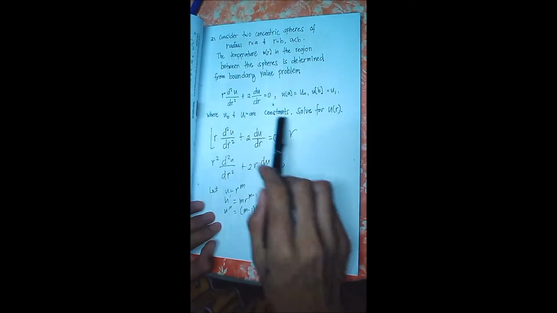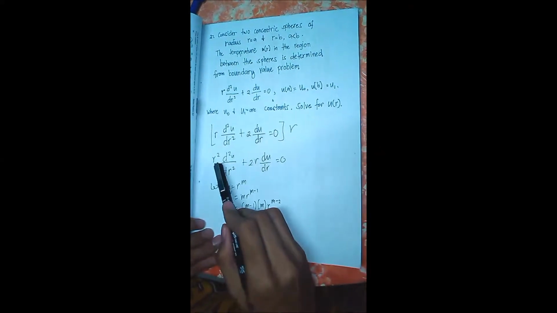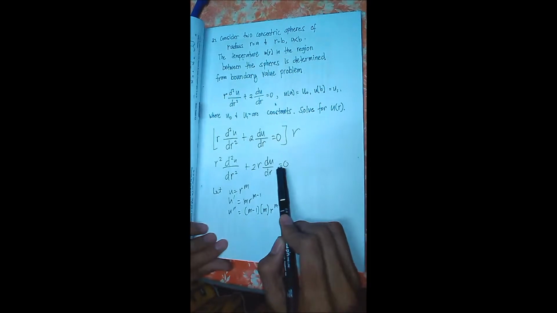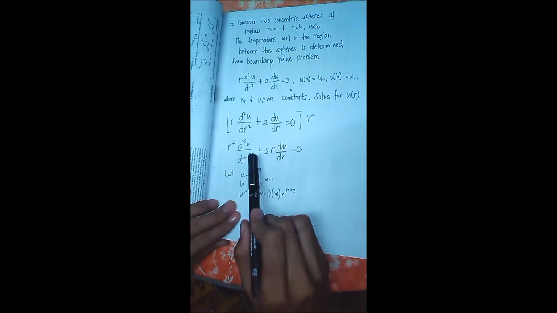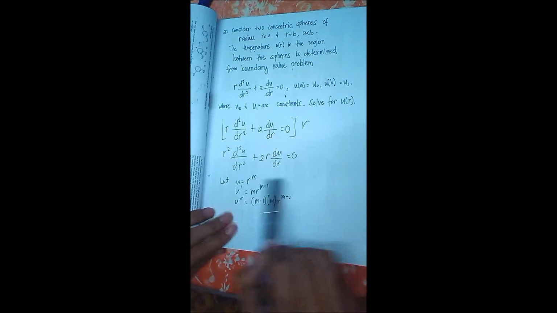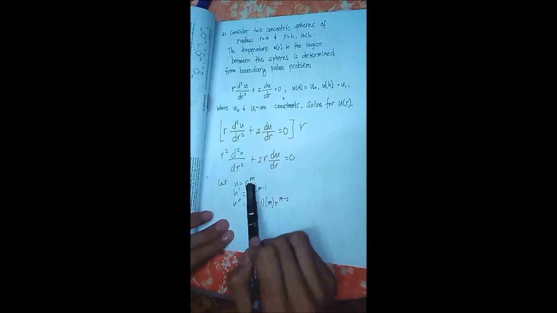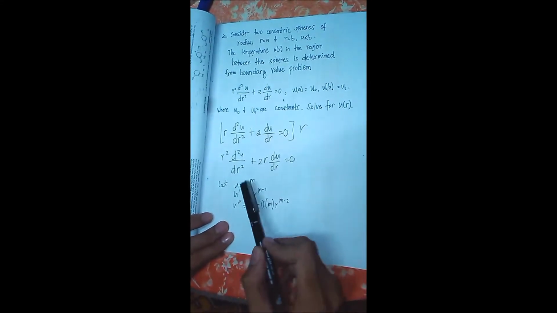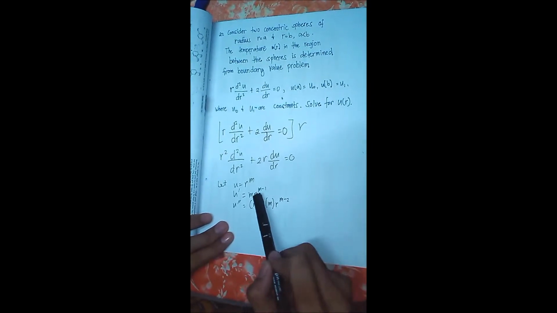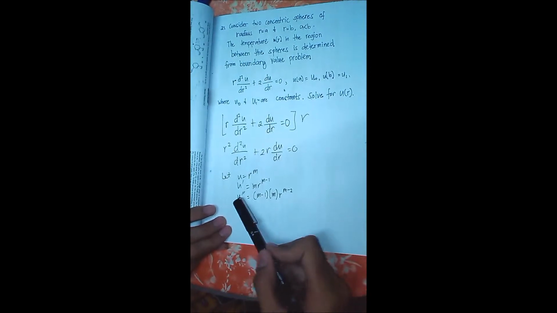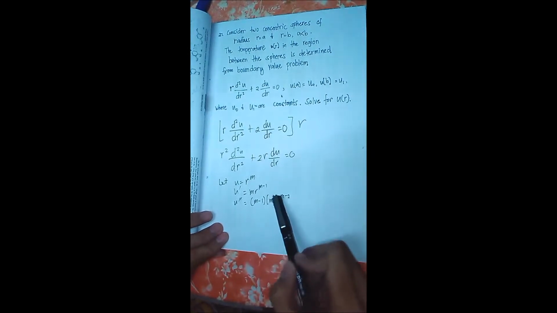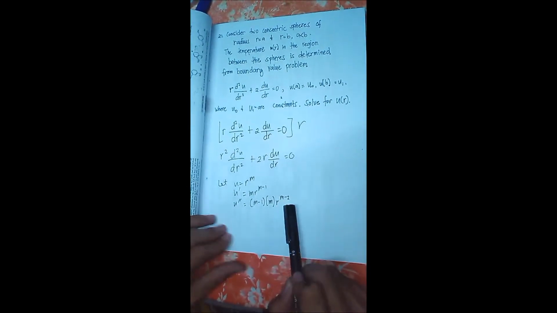Then, multiply both sides by r, so r squared d squared u over dr squared plus 2r du over dr equals 0. By using the Cauchy-Euler equation, we let u equal r raised to m. So, find the first derivative of u. u prime equals m r raised to m minus 1. And the second derivative of u is u double prime equals m minus 1 times m times r raised to m minus 2.